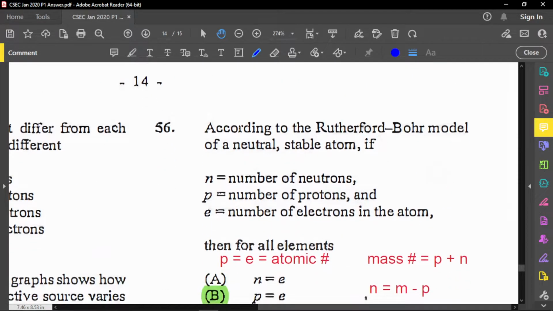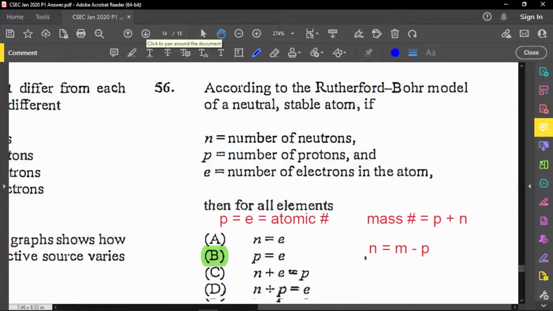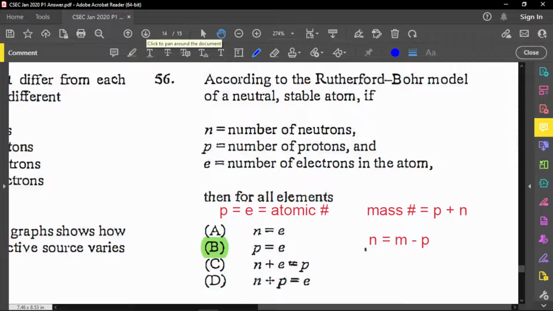And it said, according to the Rutherford-Bohr model of a neutral stable atom, if N equals the number of neutrons, P equals the number of protons, and E equals the number of electrons in the atom, then for all elements, before I even go to the answer, let me just point out something. P, which is the proton number, equals the number of electrons and also equals the atomic number. So those three things are equal. Atomic number equals the number of electrons, equals the number of protons. Now the mass number equals protons plus neutrons. So therefore the neutron number is equal to mass minus proton. All right, so make a note of that.